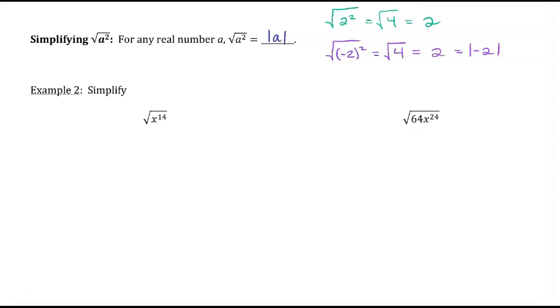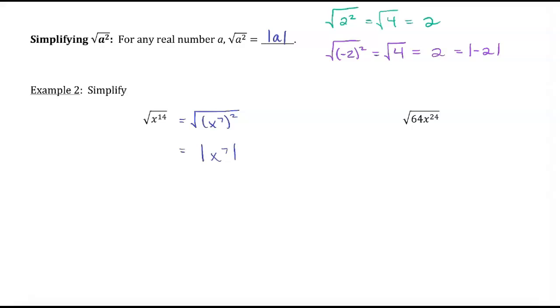First, we have the square root of x to the 14th. Consider that we could rewrite x to the 14th as x to the 7th squared. Now we have the square root of x to the 7th squared. So this is equal to the absolute value of x to the 7th.